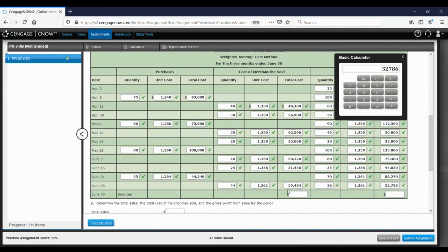So the journal entry that I would make on June 28th, the second journal entry, would be a debit to cost of merchandise sold and a credit to merchandise inventory for 55,484. Do I have any questions about anything that I've done so far?